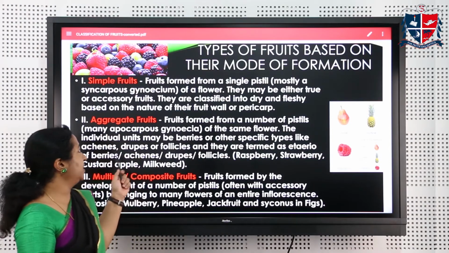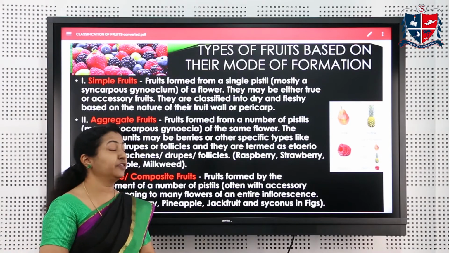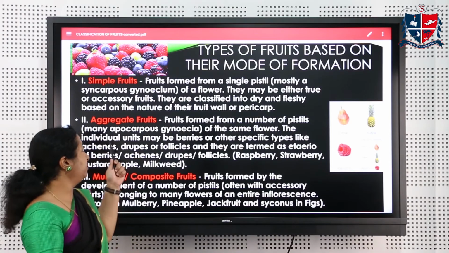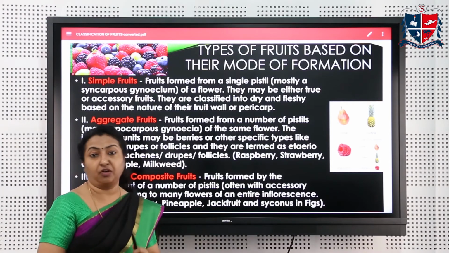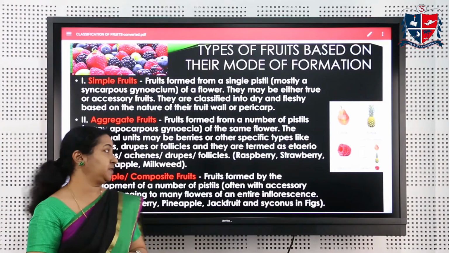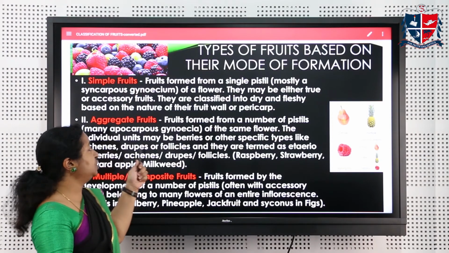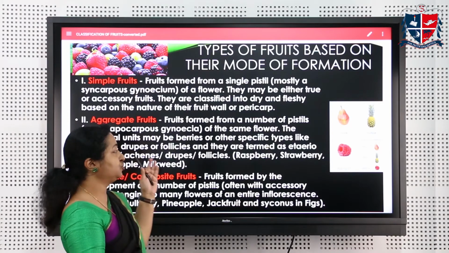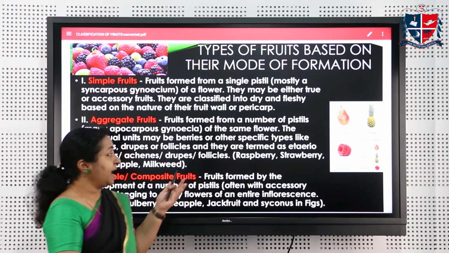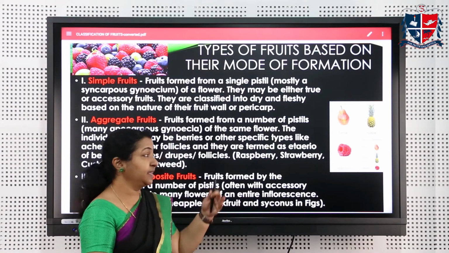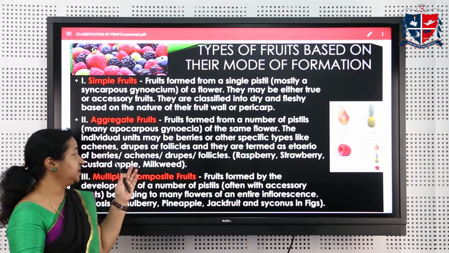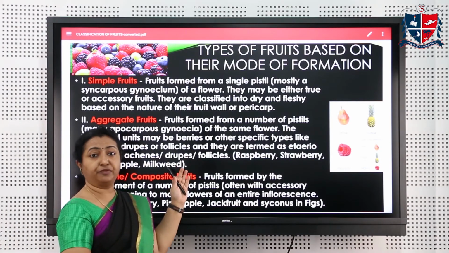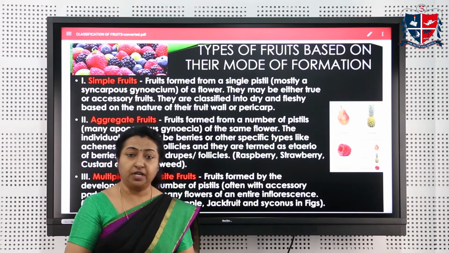The second one, you have aggregate fruits, fruits formed from a number of pistils, a number of apocarpous gynoecia of the same flower are involved. And here the individual units may be berries or other types like achenes, drupes, follicles, etc. And they may be termed accordingly as etaerio of berries, etaerio of achenes, etaerio of drupes or etaerio of follicles.